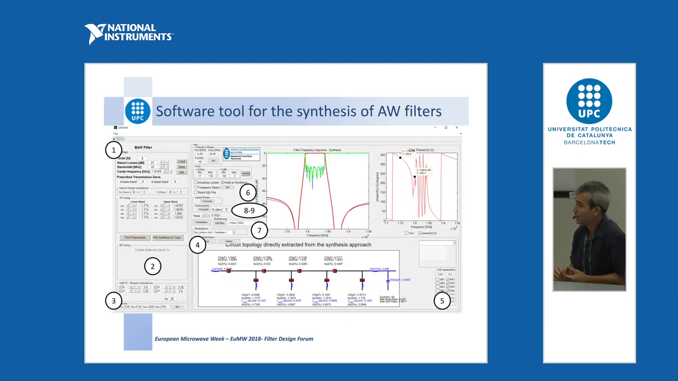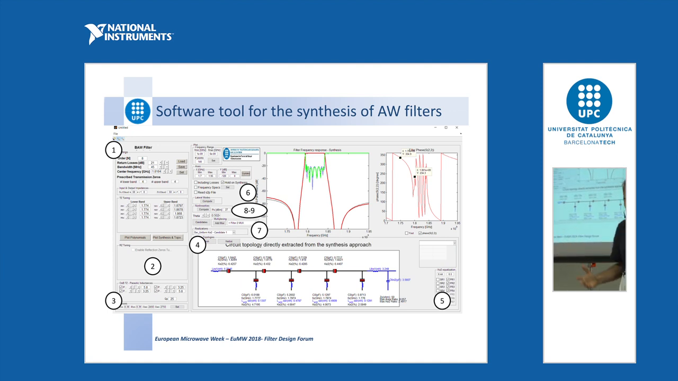And to complement this, we developed a software tool that will help us to perform the synthesis of any filter. As with any software tool or GUI, here we have the input parameters, where we set the order of the filter, also the bandwidth, central frequency, return losses, and also the position of transmission zeros, always based on a general Chebyshev response, right? Also, we can modify the reflection zeros, so we could modify the position of these ones here.